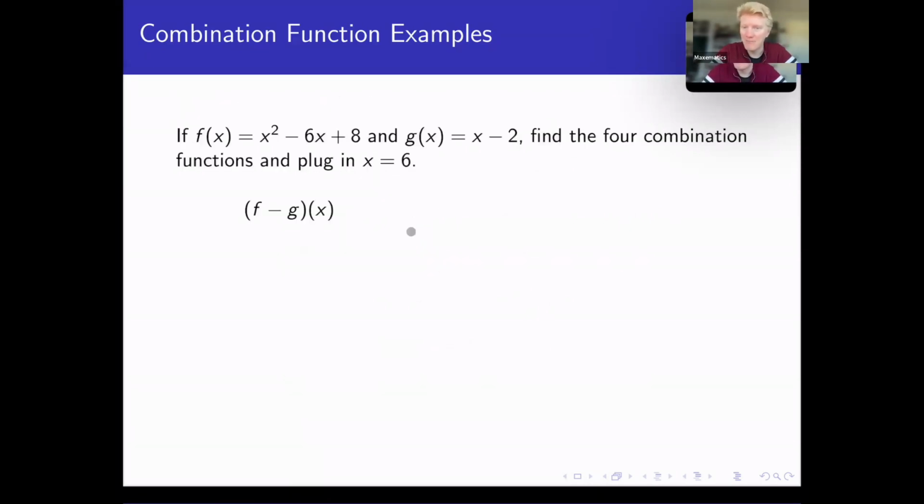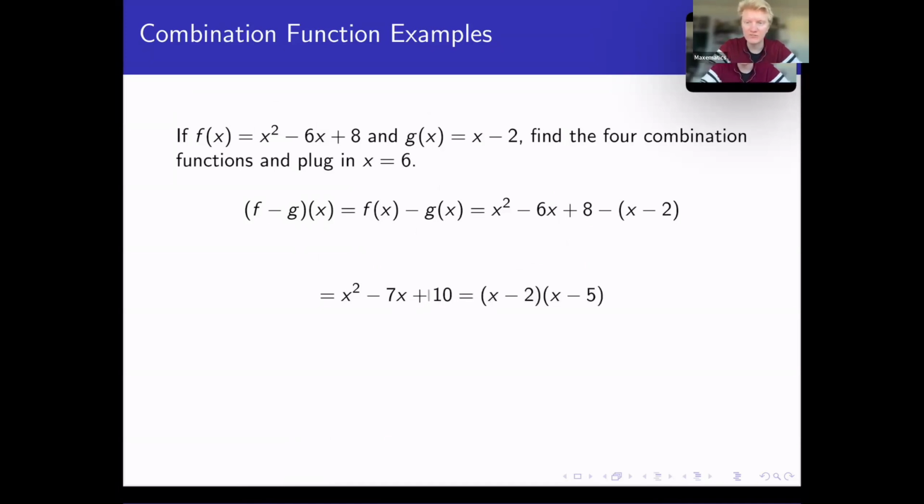All right, f minus g of x says take f of x, subtract g of x. Well, only difference here is that now we're going to subtract x: negative 6x minus x, negative 7x, 8 minus negative 2, 8 plus 2, which is 10, which we can factor to x minus 2, x minus 5. Now plug in 6. 6 minus 2 is 4. 6 minus 5 is 1. 4 times 1 is 4.